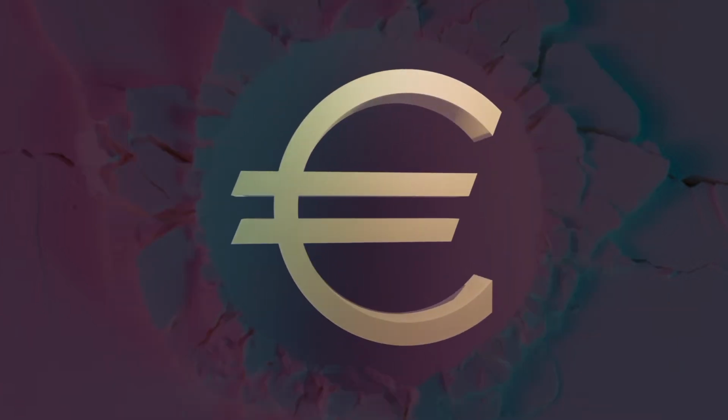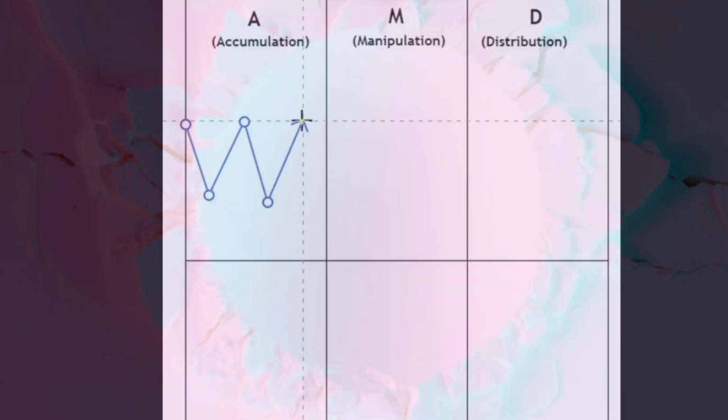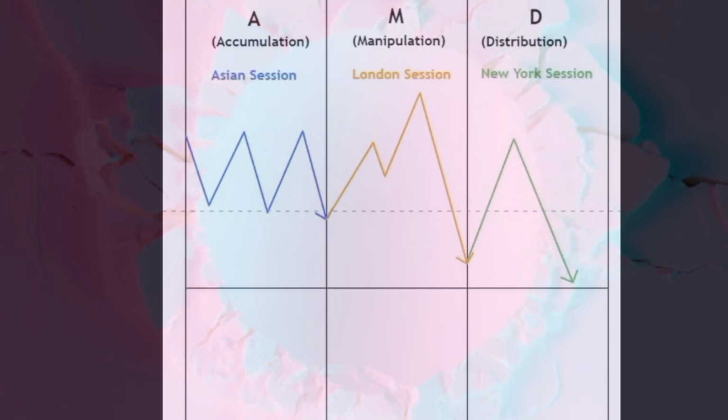Now, for the sake of beginners, let's break it down in a manner you can all understand. So he is paying attention on accumulation, manipulation, and distribution, and I am glad because it's clarified that we can look at this all on 3 major trading sessions, which is Asian session, London session, and New York session.